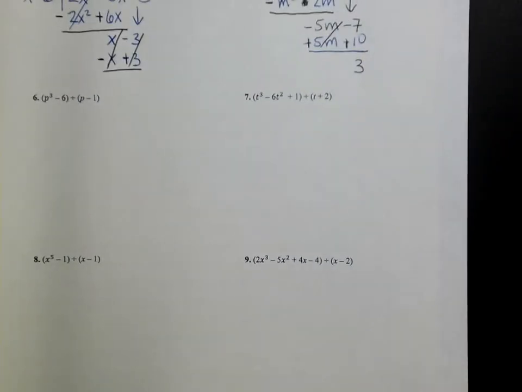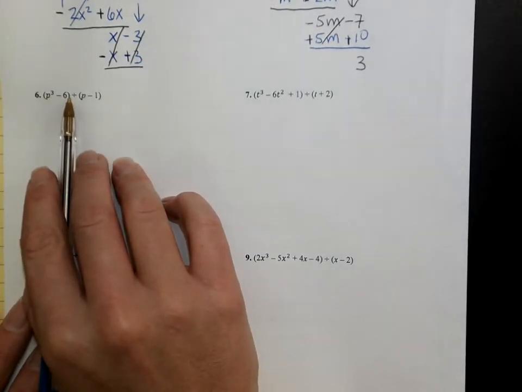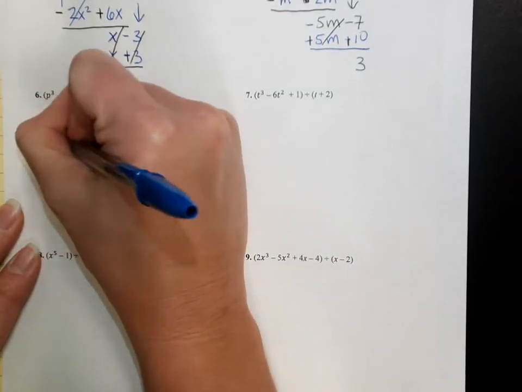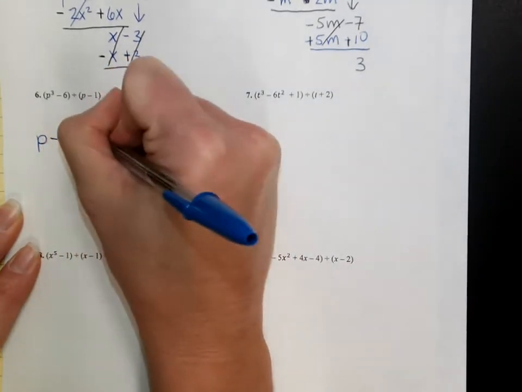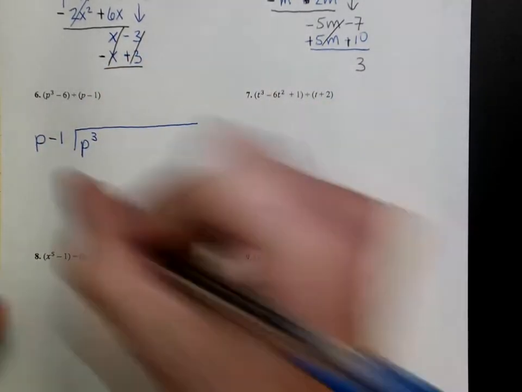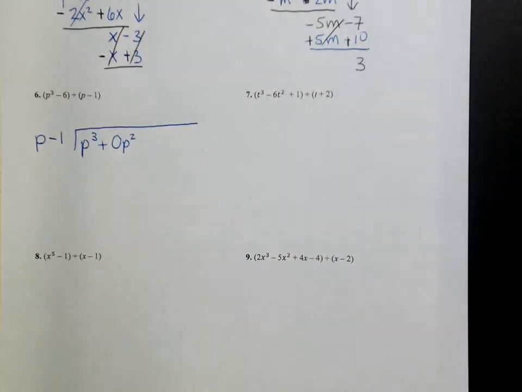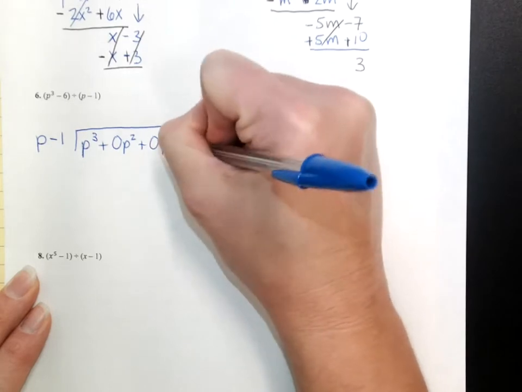Trick here. When you are missing certain things, you really need to leave spaces for them. So when I set this equation up, I'm going to put the p minus 1 on the outside, just like normal. But on the inside, I have a p cubed. I have a 0p squared. And I personally recommend go ahead and put the 0p squared. You don't have to, but it's a good placeholder. Plus 0p. Then my minus 6.